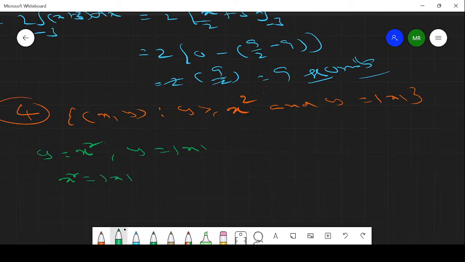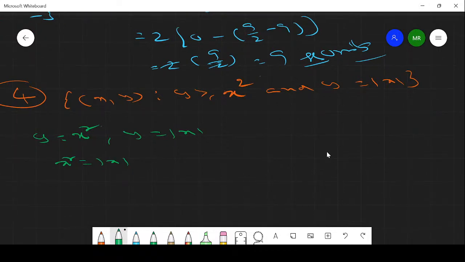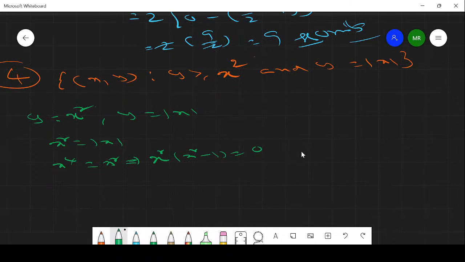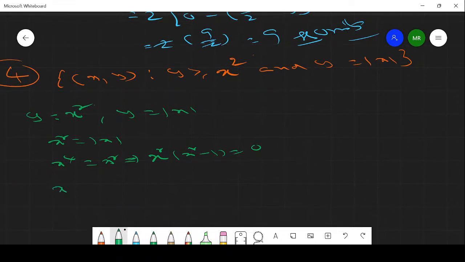x square is equal to mod x. Now to solve this, I will get x power 4 is equal to x square. You transfer one side, and I can take x square common. From this you can find the values of x equal to 0, plus or minus 1, right? When you are solving this, you will get x equal to 0, plus or minus 1.